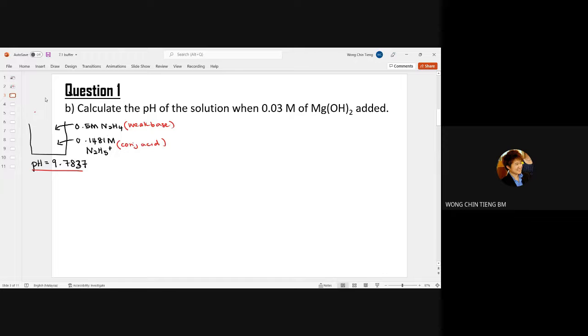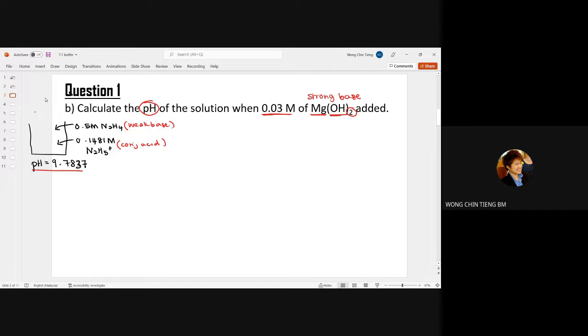So the first question that I have on the screen, soalan still tanya pH of the solution when 0.03 molar of MgOH2 is added. Okay. So sekarang yang saya tambah soalan pertama untuk soalan ni. Soalan pertama is, are we adding in strong acid or strong base? Strong base. Thank you. Go. We are adding in strong base. Yes. Okay.